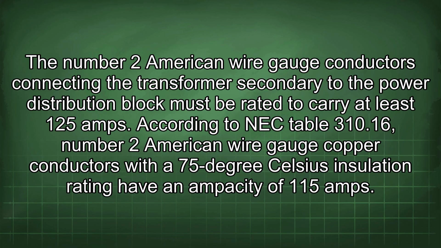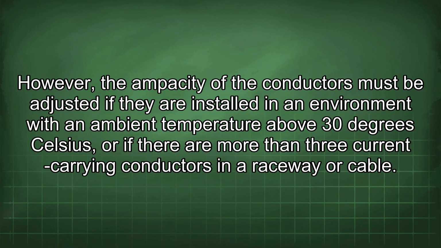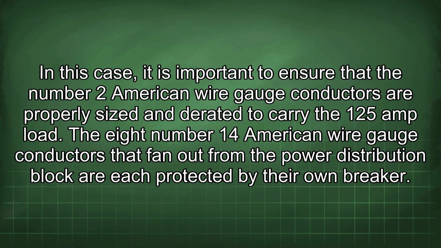According to NEC Table 310.16, number 2 American wire gauge copper conductors with a 75 degrees Celsius insulation rating have an ampacity of 115 amps. However, the ampacity of the conductors must be adjusted if they are installed in an environment with an ambient temperature above 30 degrees Celsius, or if there are more than 3 current-carrying conductors in a raceway or cable. In this case, it is important to ensure that the number 2 American wire gauge conductors are properly sized and derated to carry the 125 amp load.